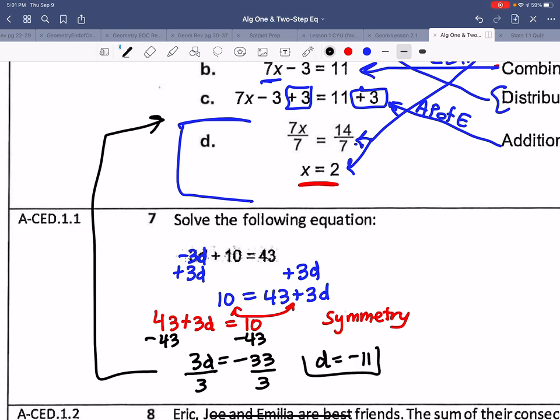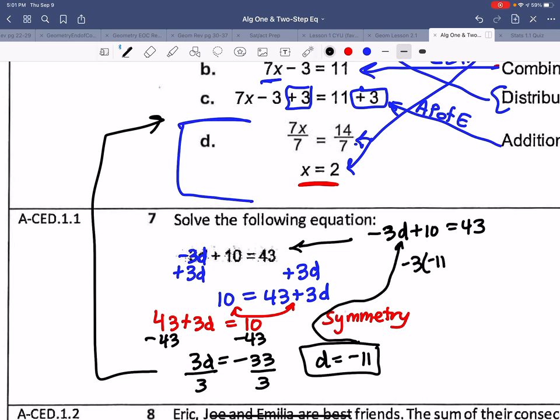I get -11. Now we want to plug this back in because on a high stakes test, we want to be sure. So I get -3 times d plus 10 is supposed to be 43. That was my original problem. And I'm going to plug this in there. So -3 times -11 plus 10. That'd be 33 plus 10, that'd be 43. Yes, and it is equal to 43. So that's perfect. We plugged it in.